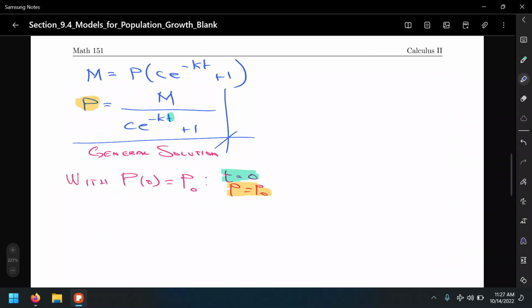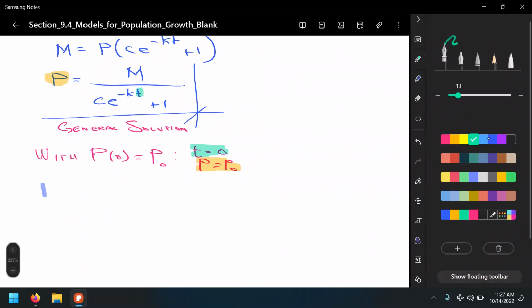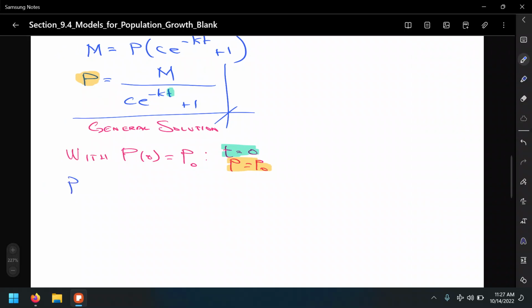All right. So okay, P, which is P initial, equals M divided by (C e to the negative k times 0 plus 1). Alright, let's simplify this. For the exponential factor, we have a negative k times 0, that's 0, and then that's the same as saying e to the 0, which is 1. But what's 1 times C? Isn't that just C? C plus 1 in the denominator, and P initial.